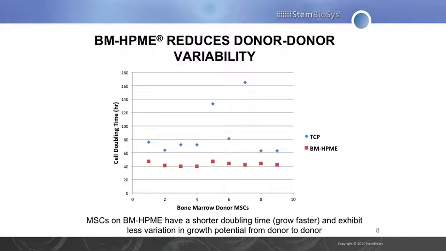On the x-axis of this graph are different donors, bone marrow cell donors. And on the y-axis is the doubling time. So what you see, not only are the cells grown on bone marrow HPME dividing much more rapidly, it's a much more consistent behavior that you see from these cells. As opposed to those placed on plastic, the proliferation rate varies from donor to donor, and that's probably indicative of them interacting with what is a foreign substance, that being tissue culture treated plastic.